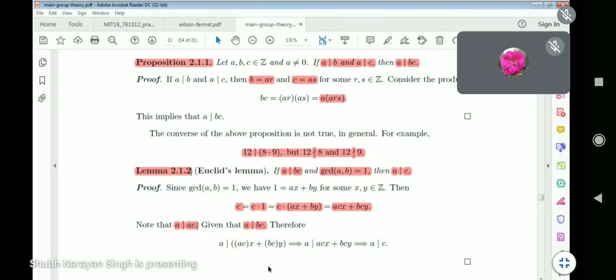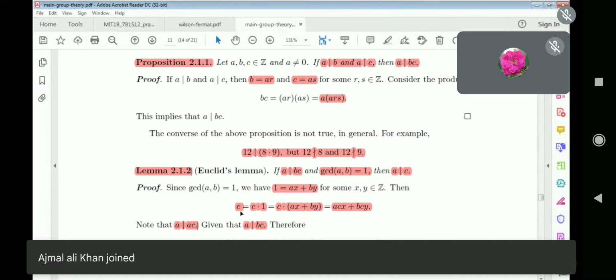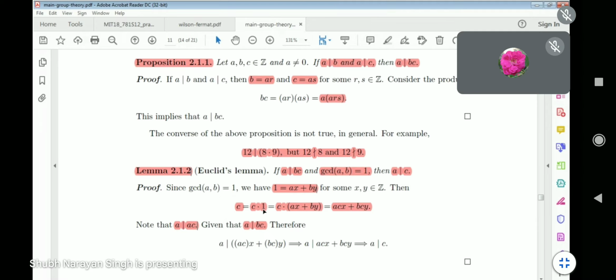Again, I'm recalling the proof. Because GCD of A and B equals 1, 1 can be written as a linear combination of A and B. That's why I write 1 is equal to AX plus BY for some integers X and Y. Then we consider the term C, and C can be written as C times 1. In place of 1, just replace 1 by AX plus BY. Then we got this term.